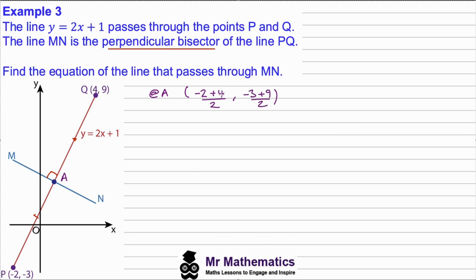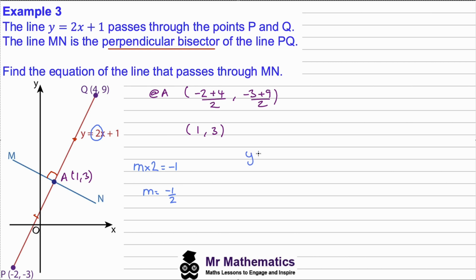So then we'll get 2 divided by 2. This will be 1. -3 plus 9 is 6. Divide that by 2 and we get 3. And this is the coordinate at A, (1, 3). So now we have a point where the line passes through, we can think about its gradient. If it's perpendicular to the red line, then we'll multiply the gradient of the blue line by the 2 to make -1. So the gradient of the blue line will be -1/2.